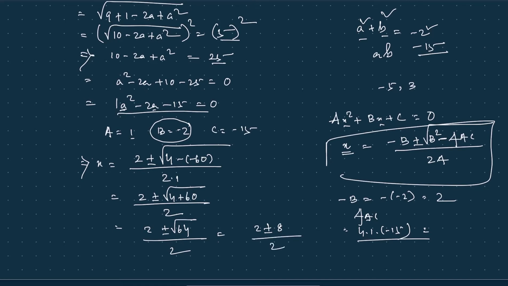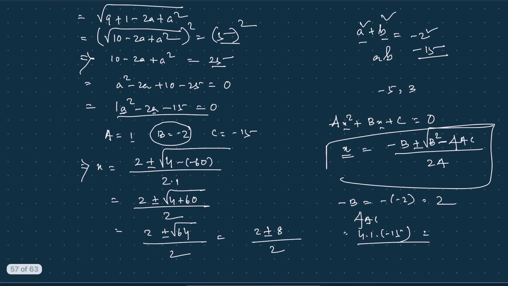Now we are going to get two answers. First is 2 plus 8 by 2, and another answer is 2 minus 8 by 2. What is 8 plus 2? It is equal to 10, and 10 by 2 is equal to 5. Then 2 minus 8 is equal to minus 6 by 2, so minus 6 by 2 is equal to minus 3. So the answers are 5 and minus 3.